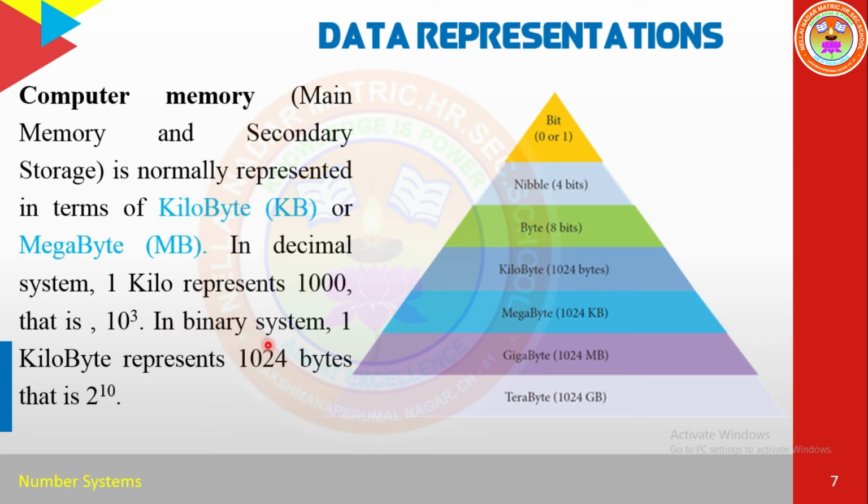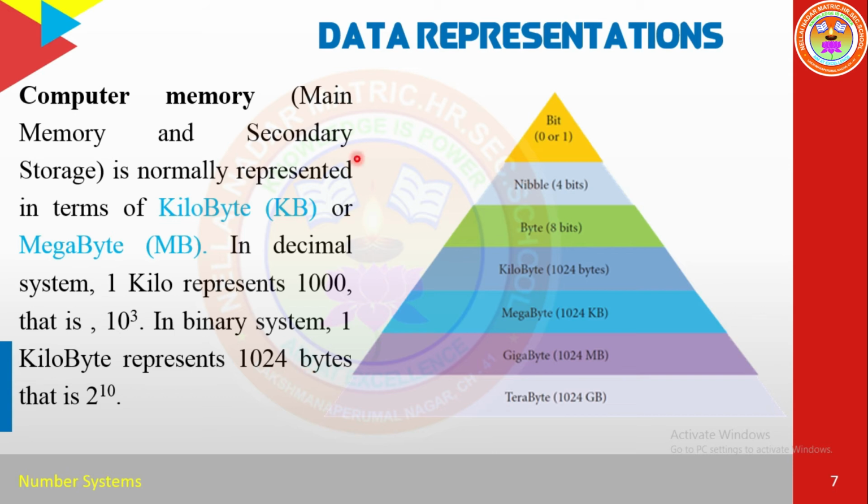But what system have we discussed? The binary system. Already we know binary means 2 values: one is 0, another one is 1. In that system, 1 kilobyte is represented not by 10 power 3, but by 2 power 10. Why 2 power 10? Because 2 is the base value of the binary number system, and the power value is 10. So 2 to the power of 10 is 1024. In computers especially, all the memory representations start with this 1024 combination.